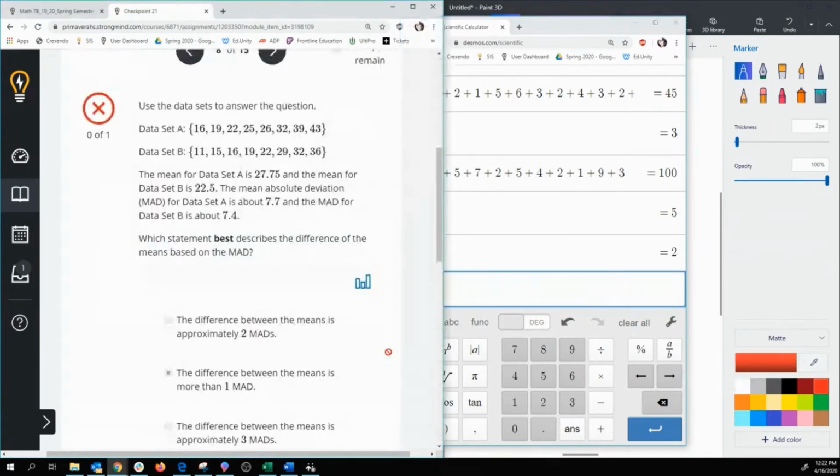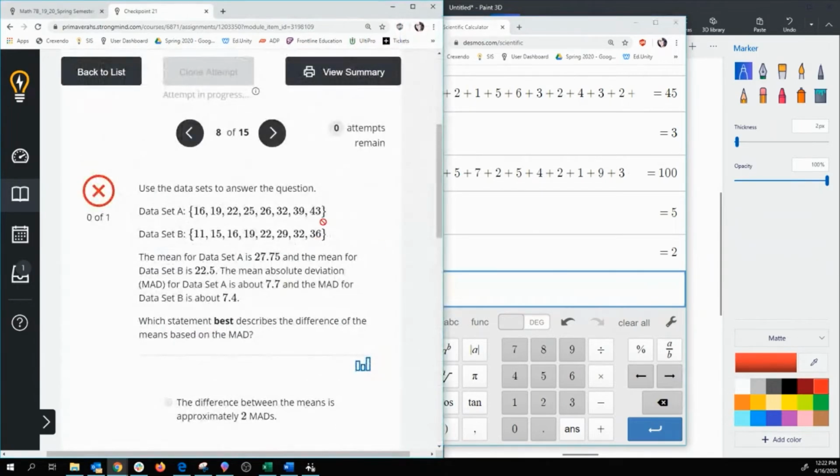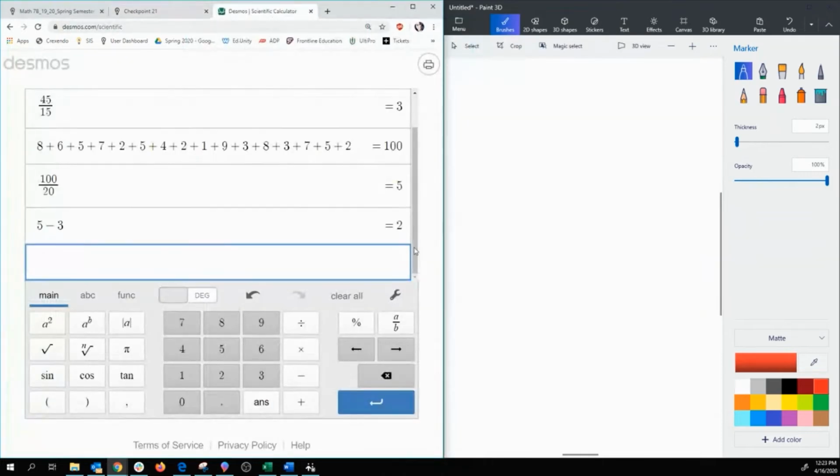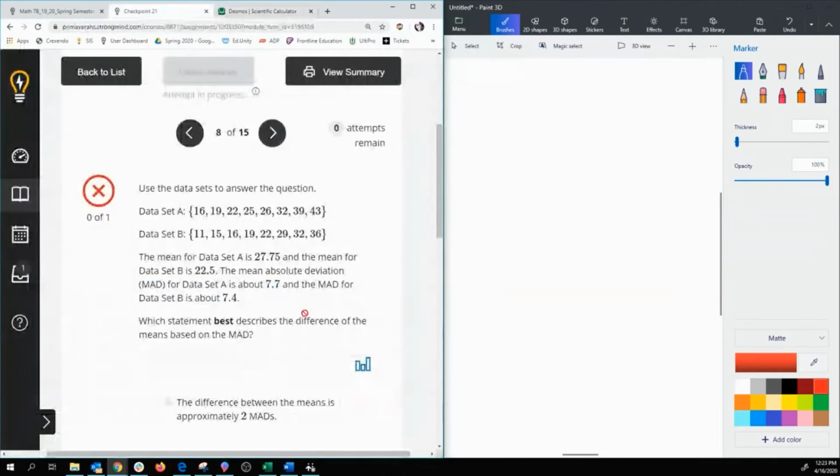All right, number 8. Number 8, we have 2 data sets, and it gives us the means, and it also gives us the mean absolute deviations for both of them. We want to know which statement best describes the difference of the means based on the mean absolute deviation. So I'll give you guys a second to find this problem, and then let me know when you are ready.